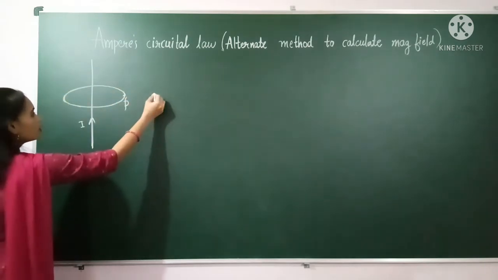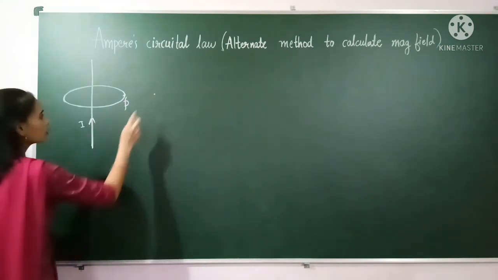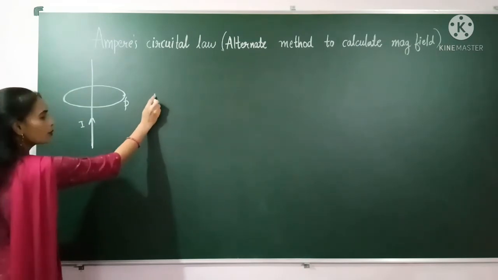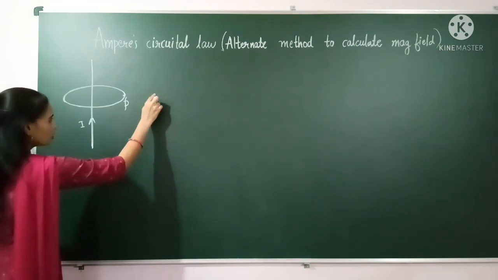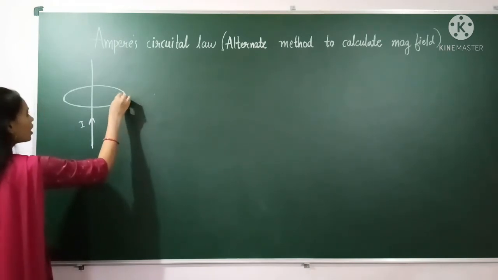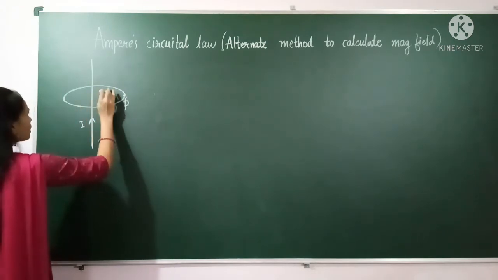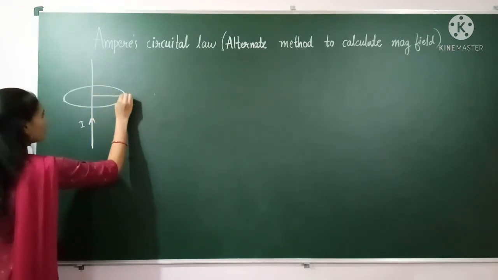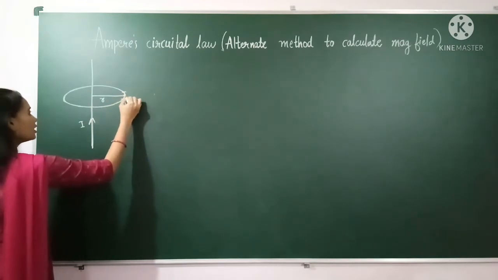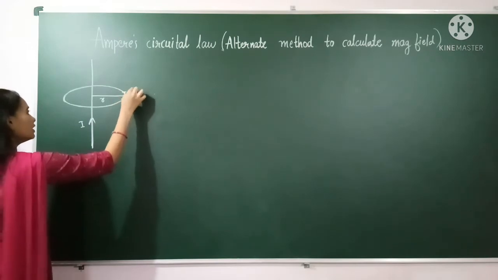So this is our closed loop which is passing through the point P. For example, if you want to calculate the magnetic field at this point, you have to draw one closed loop passing through this point P. Next, this is the radius. Next, I will take one small current element, dl, in this direction.